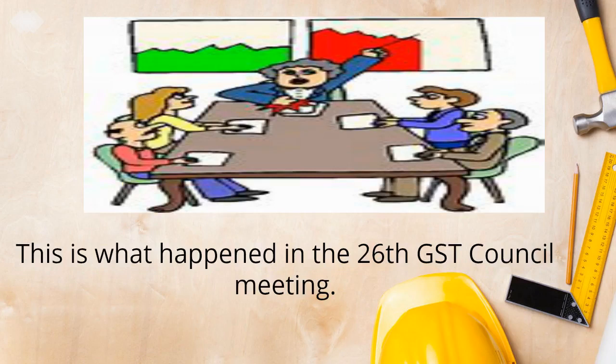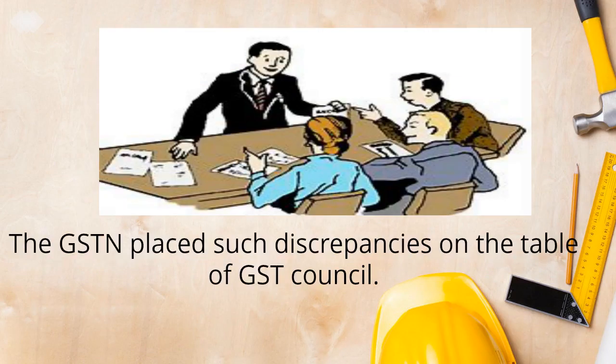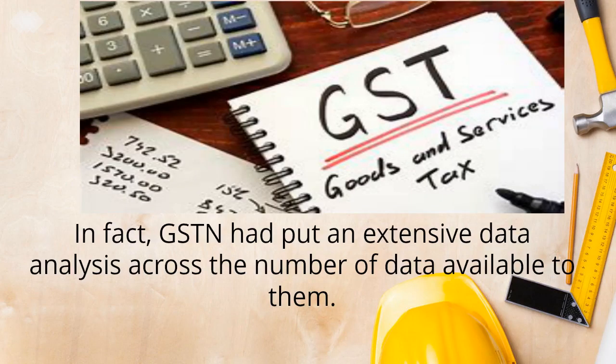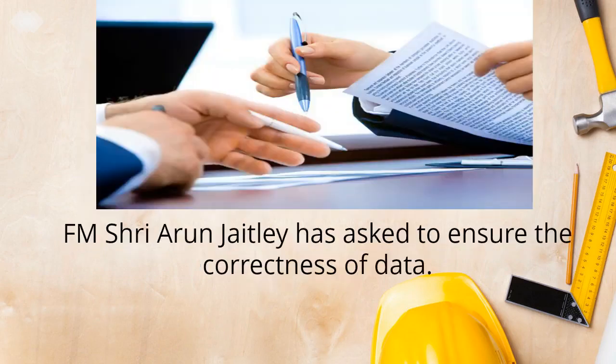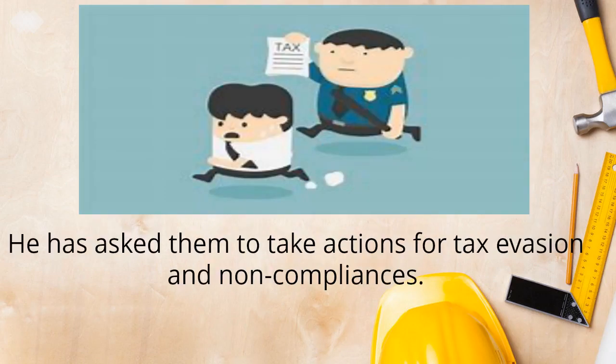This is what happened in the 26th GST Council meeting. The GSTN placed such discrepancies on the table of the GST Council. In fact, GSTN had put an extensive data analysis across the number of data available to them. The discrepancies, variances noted were surprising. FM Shri Arun Jaitley asked to ensure the correctness of data. He has asked them to take actions for tax evasion and non-compliances.